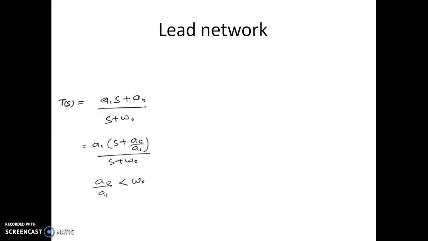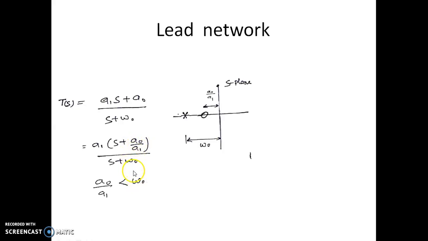This is a general transfer function. For a lead network, what we are assuming is that the zero comes first before the pole. So that's why we are assuming a0/a1 is less than omega naught. The position of the zero is earlier than the pole, which is exactly depicted here. This is the zero position, which is closer to the imaginary axis than the pole. The pole is located at omega naught, whereas the zero is located at a0/a1 away from the imaginary axis.